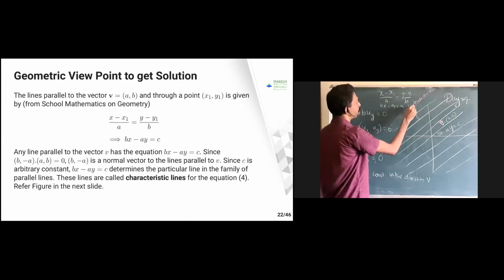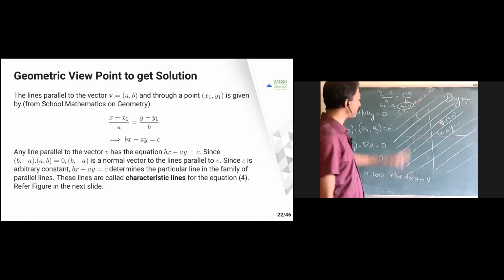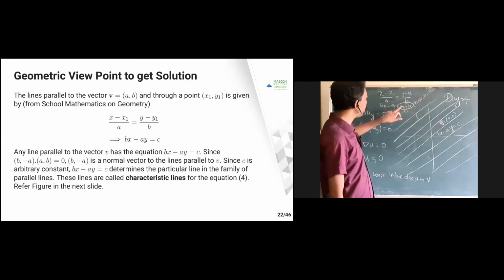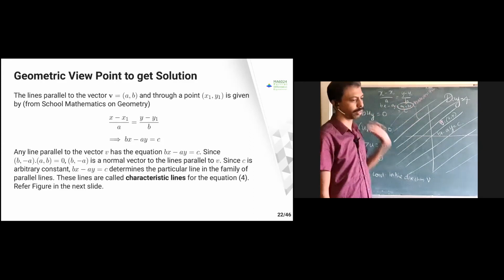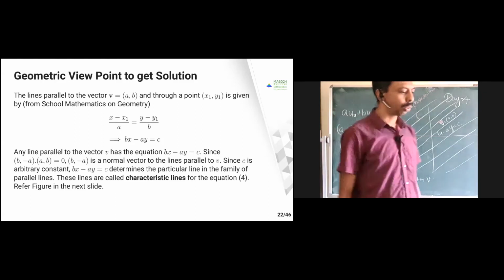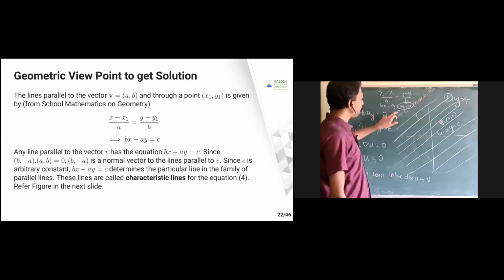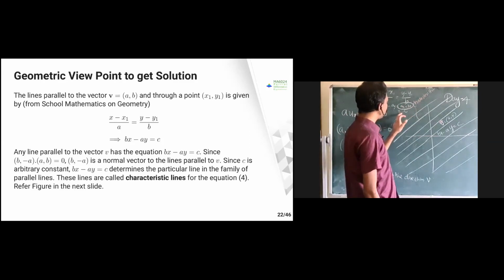I can rewrite this equation as bx minus ay equal to ay1 plus bx1, which I can just call some constant, because it is independent of x and y. This constant depends on a and b. So what I obtained is bx minus ay equal to c. The c is going to change as I change x1 and y1.